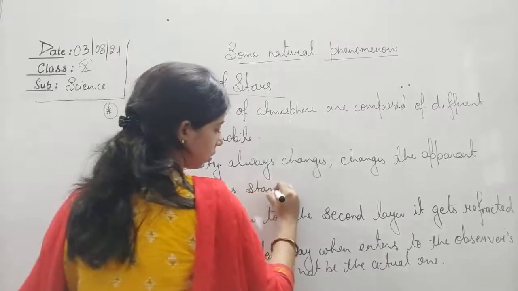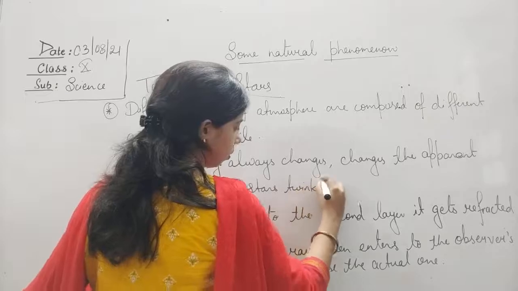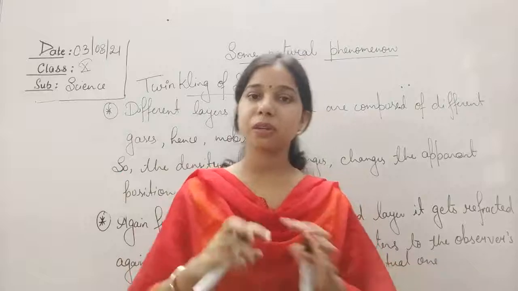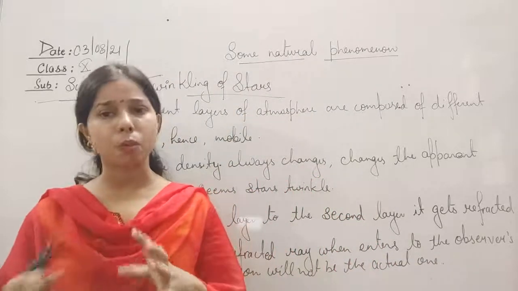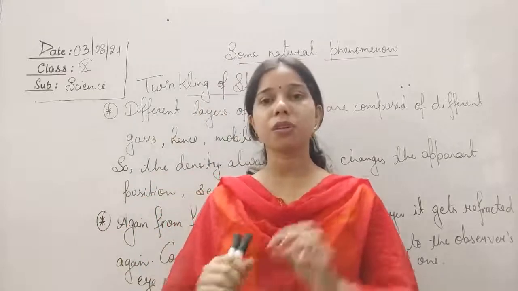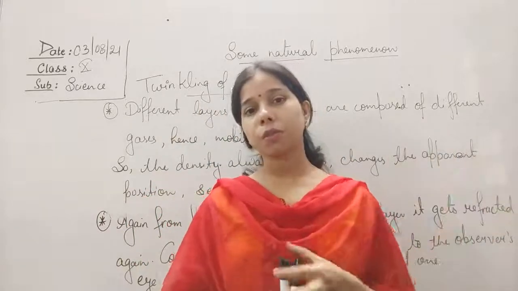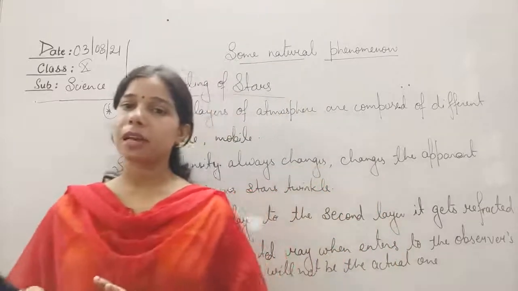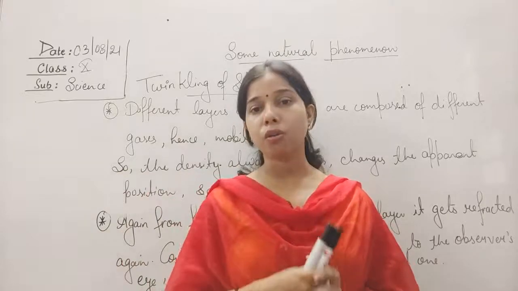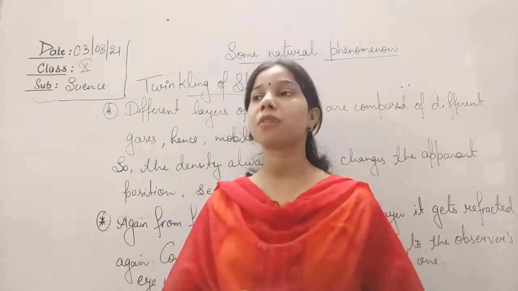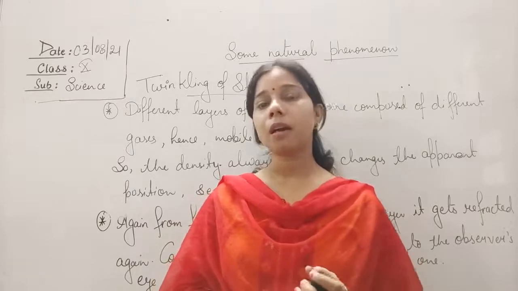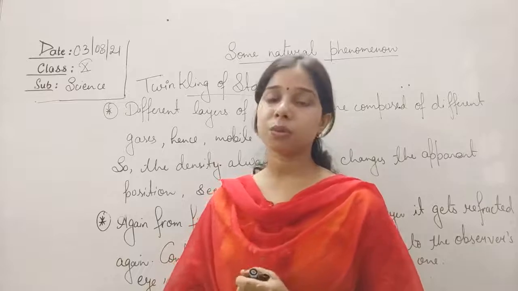Stars twinkle. So why does it happen? Since the density is continuously changing, since the gases are mobile, the densities vary, and due to this different apparent positions of the stars are formed, and it seems that the star is actually twinkling. So the reason the stars twinkle is refraction, students: because of the different densities of the layers of the atmosphere, the stars twinkle.